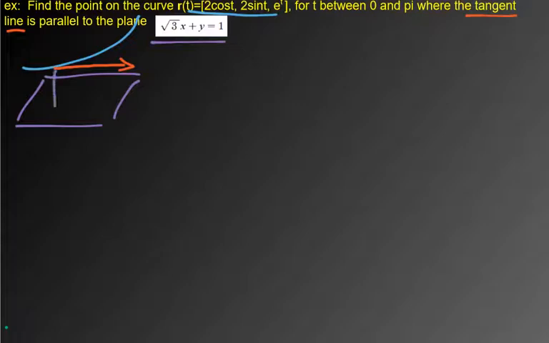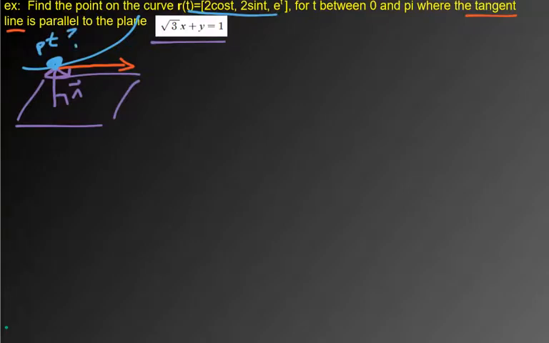So that would mean that the normal vector that comes out of the plane is perpendicular to the red tangent line there. So the idea is basically to get the derivative vector, dot it with the normal vector, and then set that equal to 0, and we can solve that to see when that happens. That would be how we find the point where this weird thing happens.